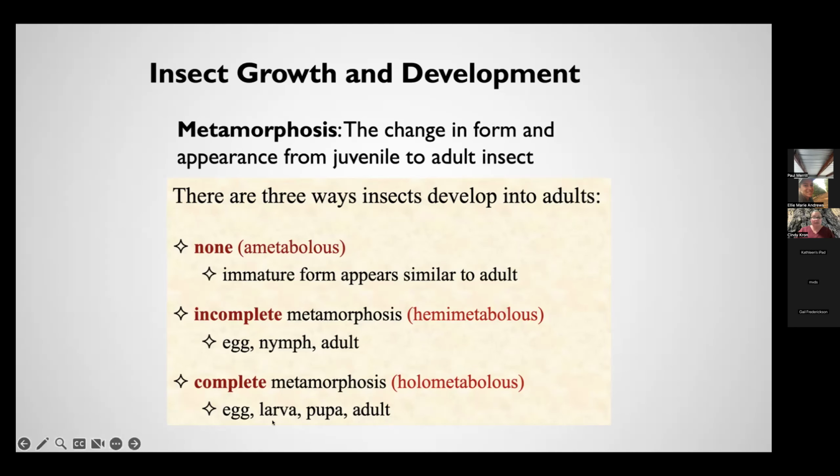Again, nymphs and larvae are immature. They don't have wings. They are not sexually reproductive. Adults of both have wings and are sexually reproductive if they have wings. Female mealybugs are an exception. There are some other ones, but the majority of them will have wings.